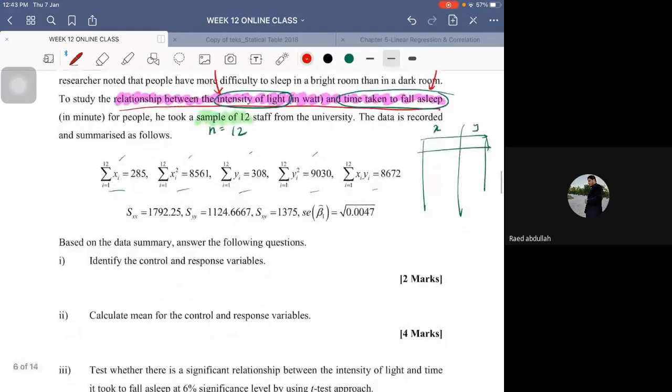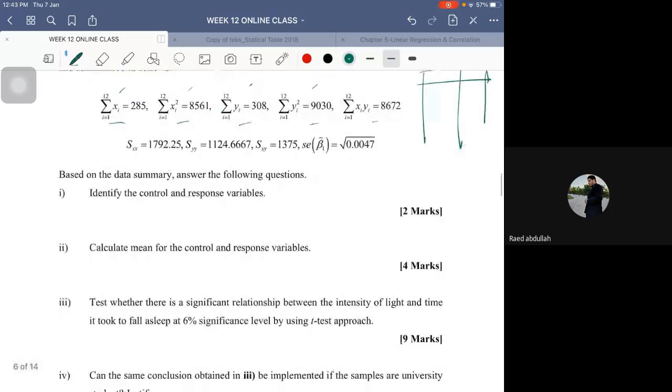Okay, so now that we have all this information, we can answer the first question. It says, identify the control and response variable. Control is actually another name for independent variable. So that is going to be the x variable. The x variable is known as the control variable. It's known as the predictor variable.